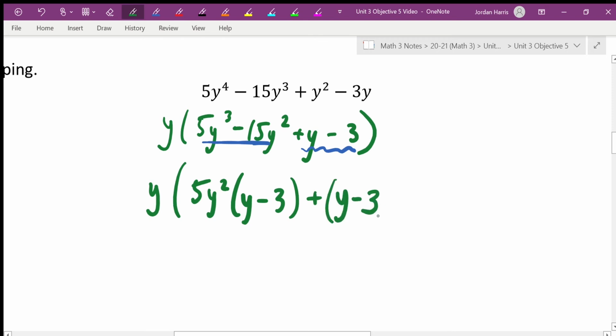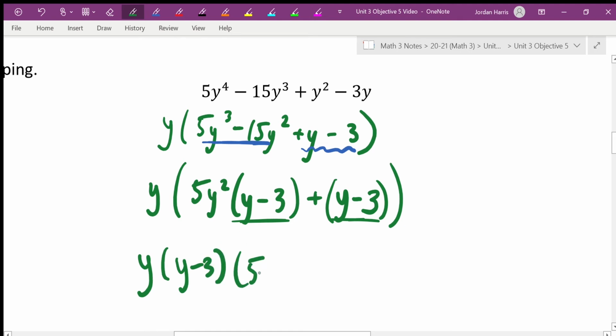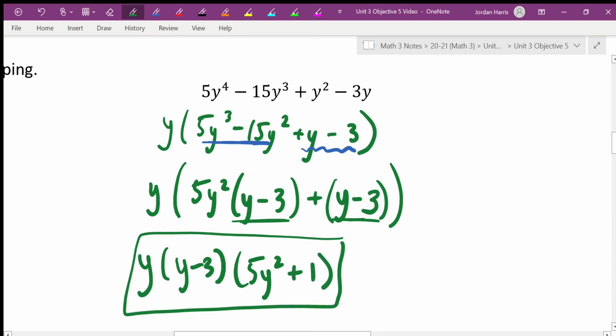Okay, but if you don't even take something out, put it in parentheses still. Just makes it easier to see. Oh, look, y minus 3 is in common. So y in front, then y minus 3, the thing I'm taking out, then 5y squared plus 1. Don't forget, you always have at least 1 left. Done.